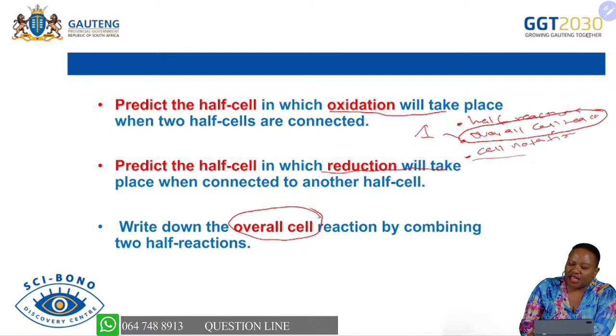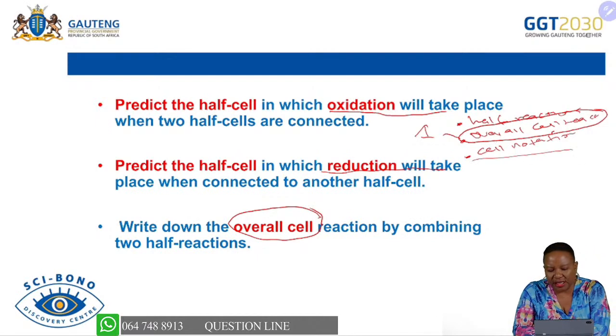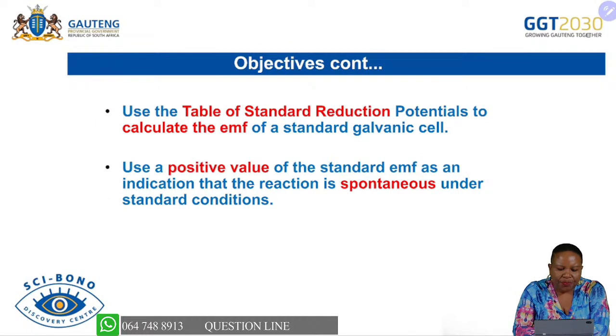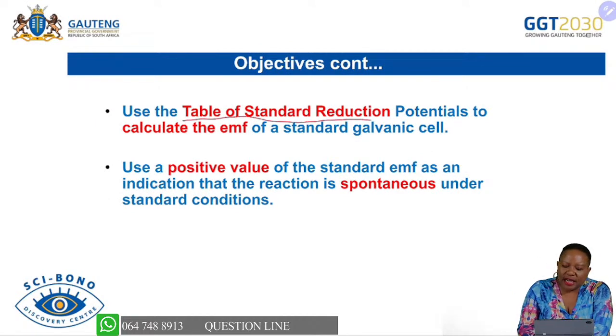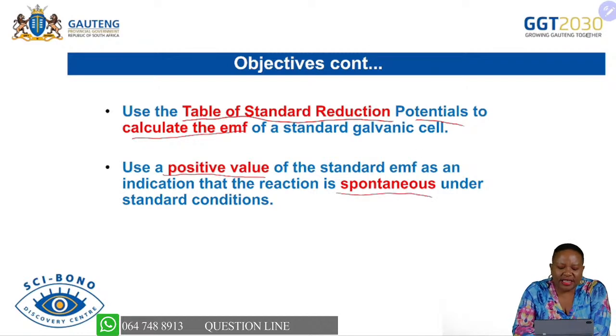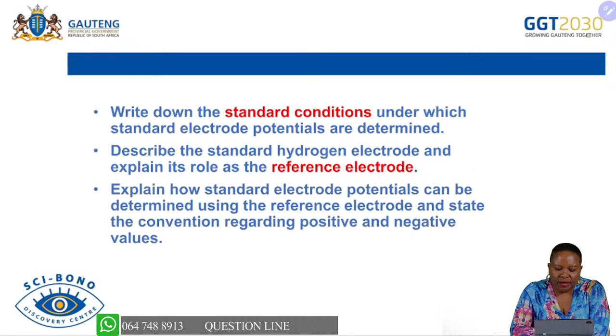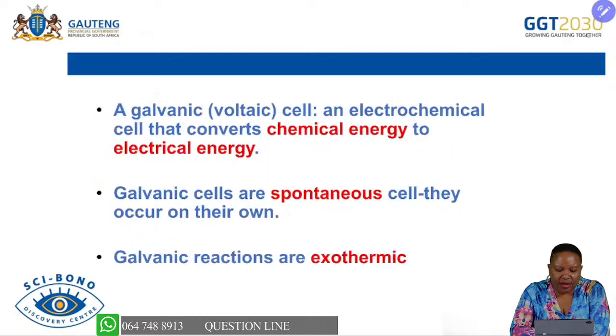And then the cell notation, as I said, is going to represent what is given on the cell. We are going to use the standard reduction potential table to calculate the EMF, and also use a positive value of the EMF to say that the reaction is spontaneous under standard conditions, whereby the standard conditions will be provided to us. What do we mean when we say the cell is operating under standard conditions? This one, I think I've already talked about it.